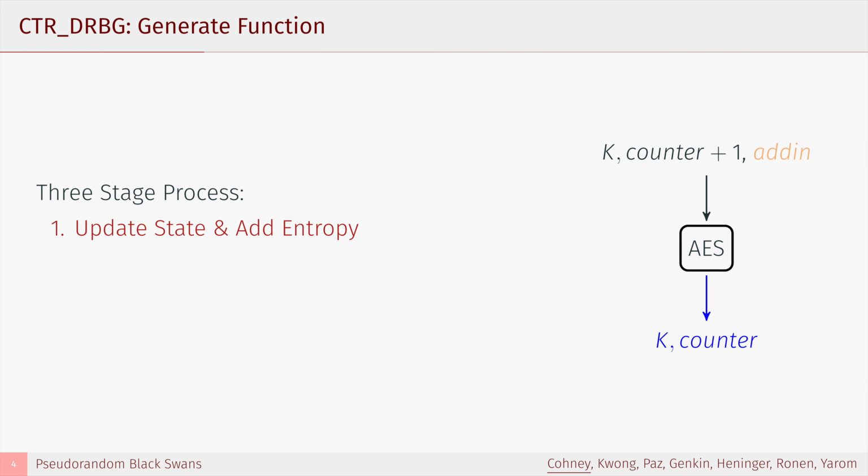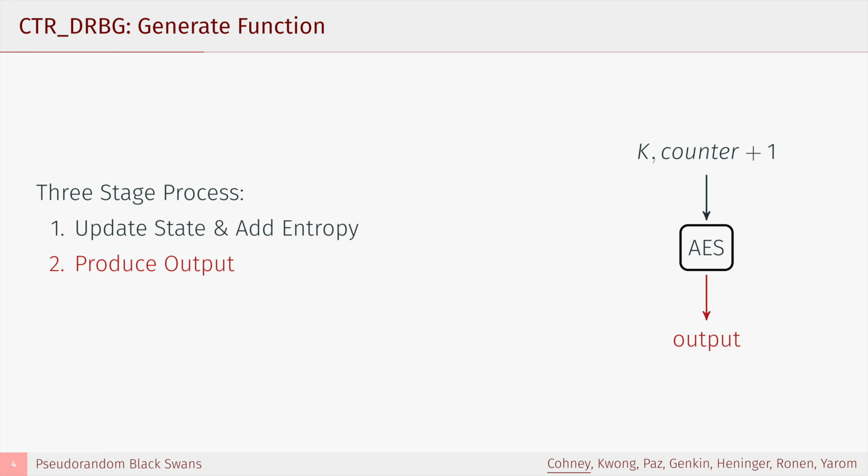Some of the details. Output generation can be conceptualized as a three-stage process. In the first and third stages, the generator increments the counter and encrypts it, along with any additional entropy the implementer has chosen to include. This is done under the key K. The resulting ciphertext is split into a new key and a new counter value.